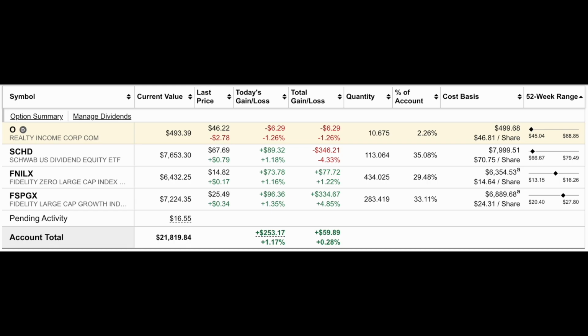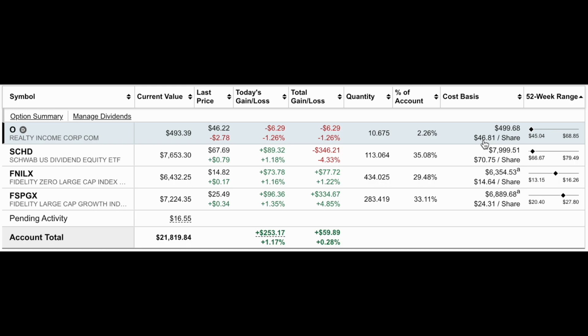So in my last video, I was talking about Realty Income. I made my first dollar cost average purchase today. If you look on top, you can see that I bought O, Realty Income, just $500 worth. It's 2.26% of this taxable account. So I have about 10 to 11 shares right now, and my cost basis is $46.81. I think this can keep going lower, but for me, I'm happy to start making my entry in this.